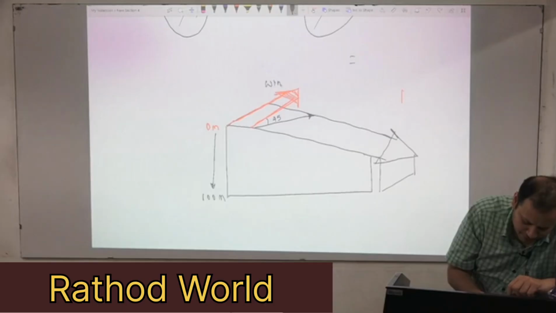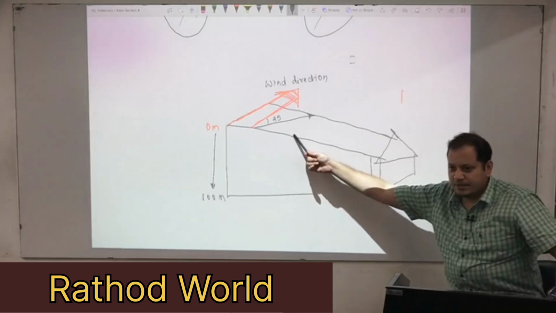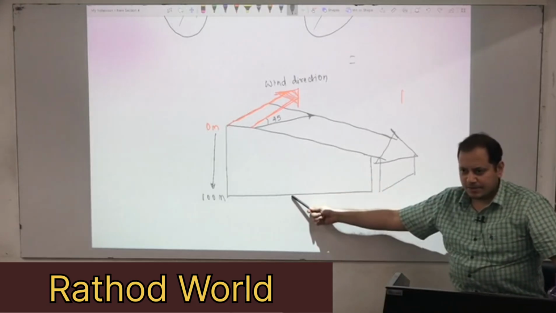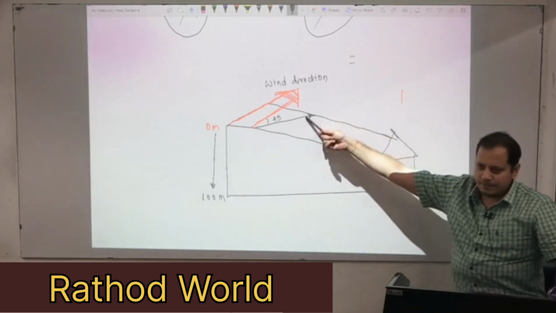Don't draw this diagram yet. I will draw the entire diagram first, then you can draw it. This diagram shows 0 meters of the sea water, 100 meters of the sea water. This is the wind direction.